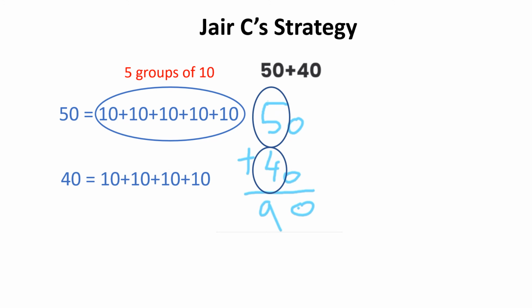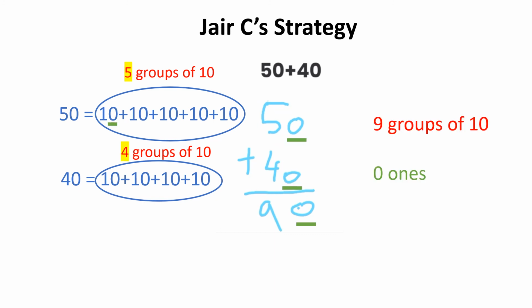The 5 in 50 represents 5 groups of 10. The 4 in 40 represents 4 groups of 10. So when Jair said he added 5 plus 4, he was adding 5 groups of 10 plus 4 groups of 10, which is the same as 9 groups of 10. 9 groups of 10 is the same as 90. And because these are decade numbers, there are 0 ones.